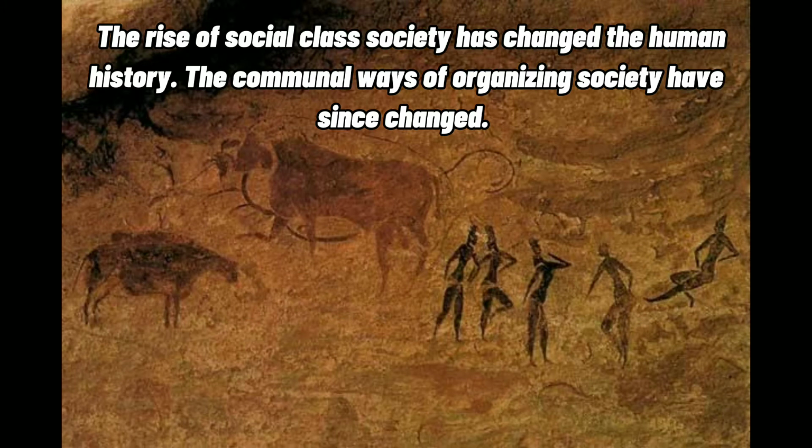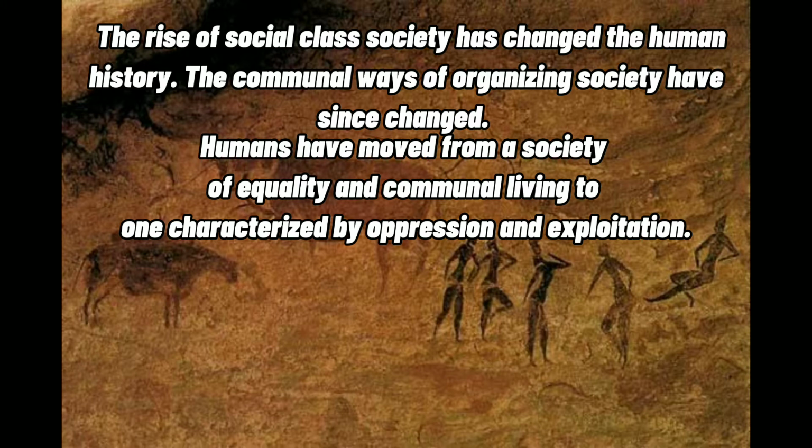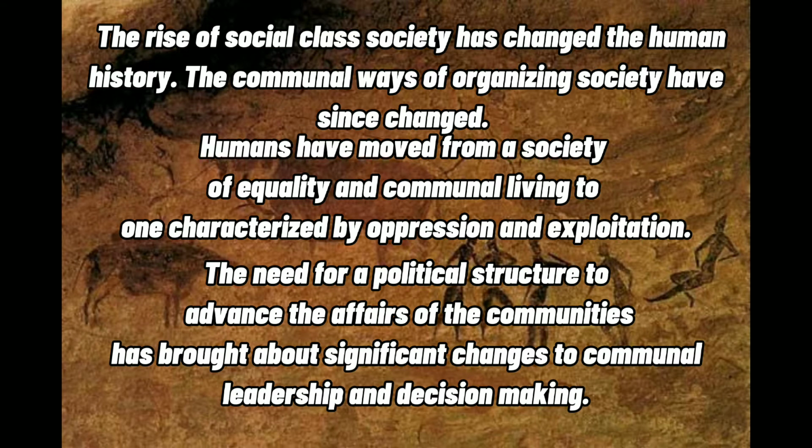The rise of social class society has changed human history. The communal ways of organizing society have since changed. Humans have moved from a society of equality and communal living to one characterized by oppression and exploitation. The agricultural revolutions around the world have transformed most hunters and gatherers to farmers. The need for a political structure to manage the affairs of the communities has brought up decision making.